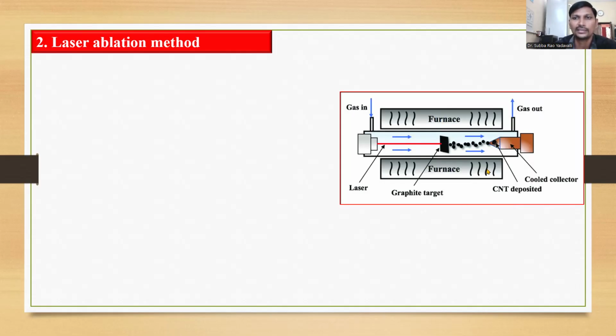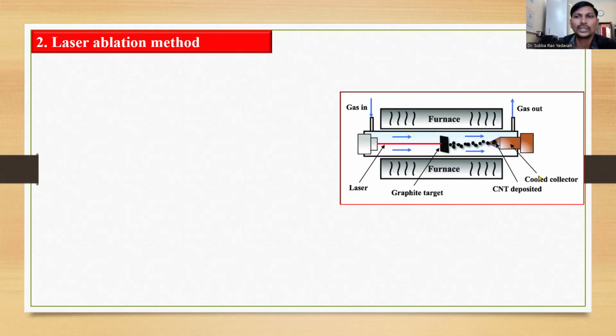These are the furnaces having a temperature of 1200 degrees centigrade, and here a graphite target is placed inside the chamber. This is the laser, a high intensity laser beam which is incident on the graphite target, and this is the gas inlet and gas outlet, which is used for the passage of an inert gas through the chamber. And here this is the collector.